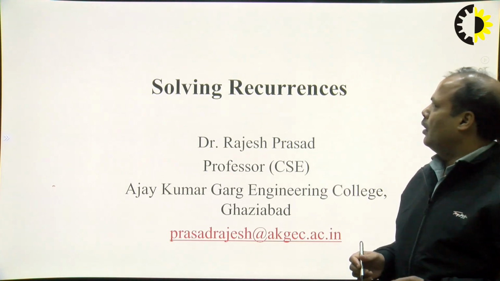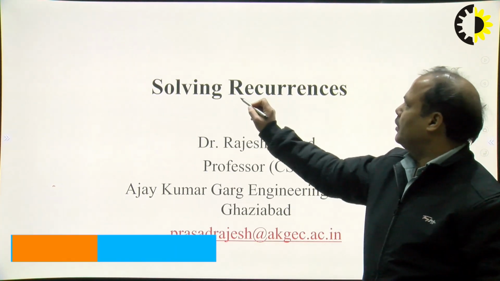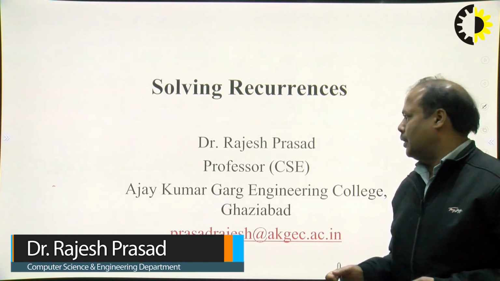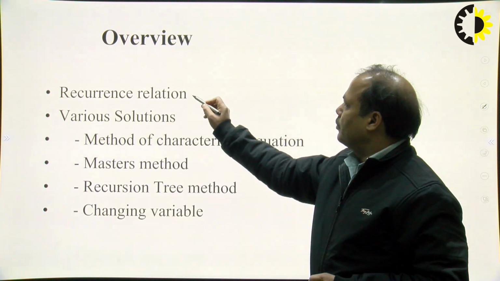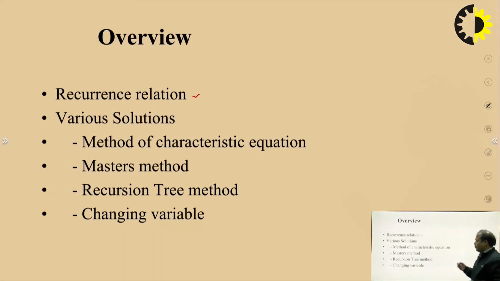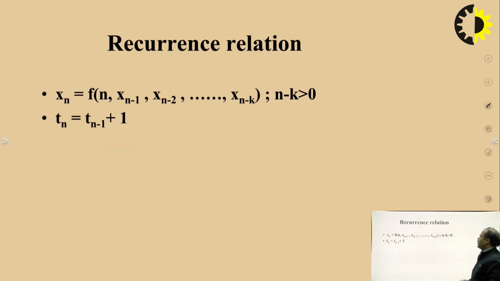Today I am going to discuss how to solve recurrences, the methods of solving recurrences. I will define the recurrence relation and we'll discuss various methods to solve recurrence relations. First, the method of characteristic equation, then a very popular method, the master method, next the recursion tree, and then we'll discuss a special case of changing the variable.